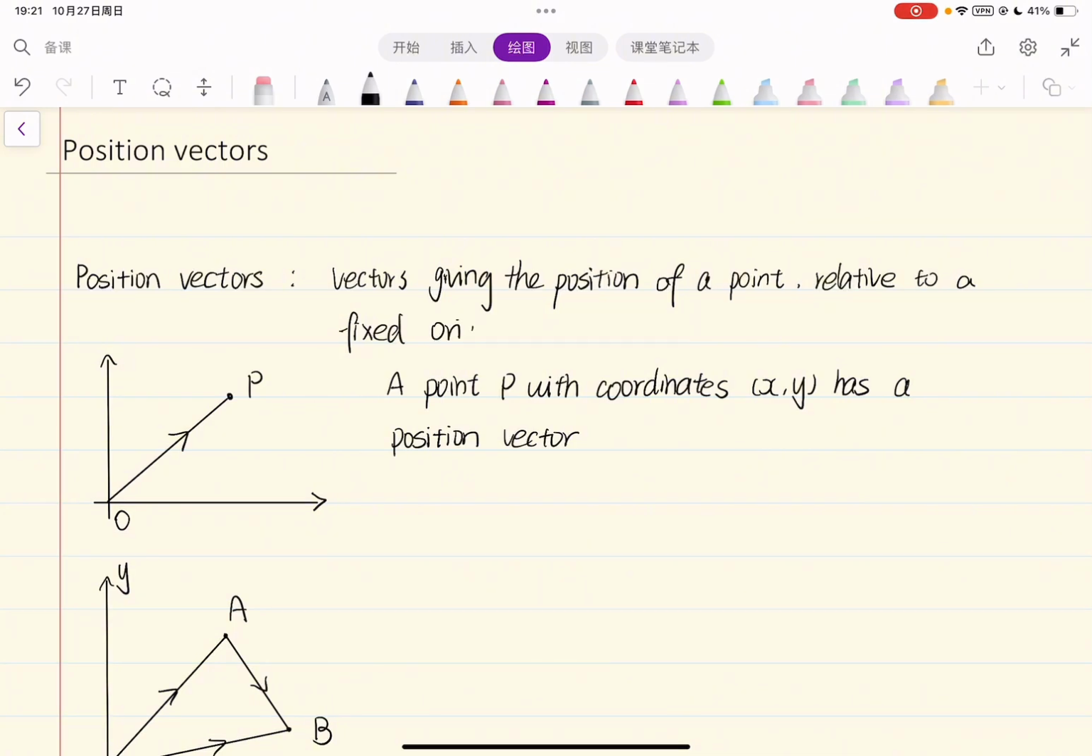Let us see, if we have a point P with coordinates (x, y), then the position vector is the vector OP that equals xi plus yj, which also equals the column vector (x, y).